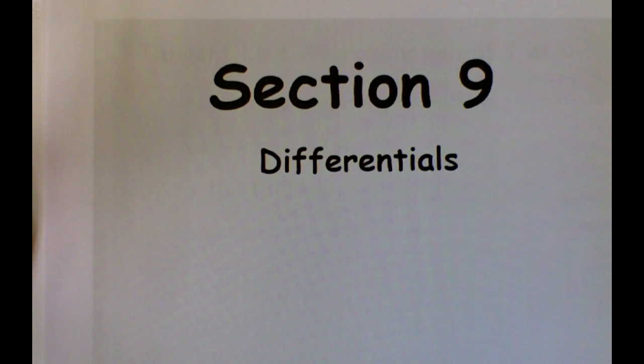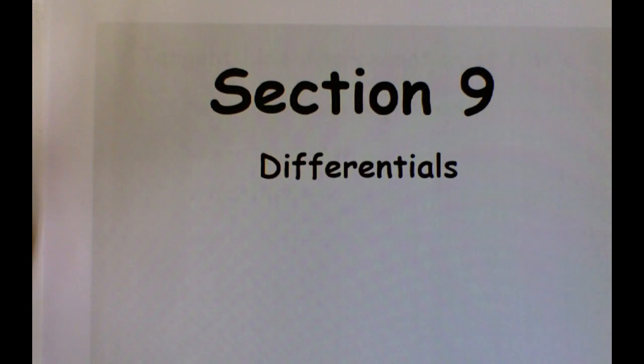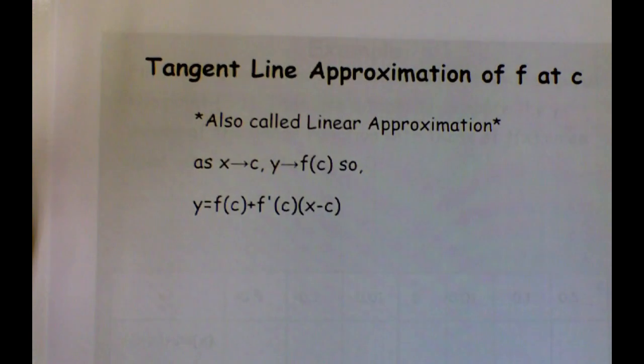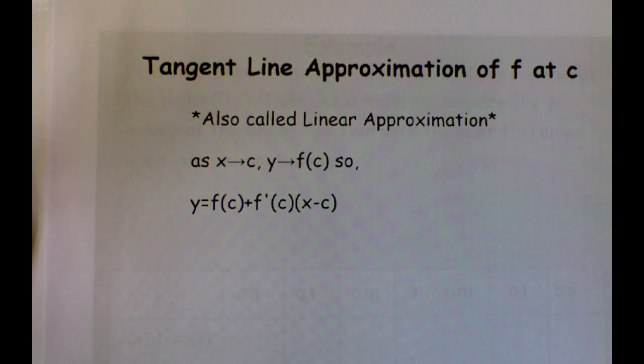All right, this is section 3.9, and it's titled Differentials. We're actually only going to talk about one small part from this section, though. We're going to talk about tangent line approximations of a function at a point c. This is also called linear approximation.